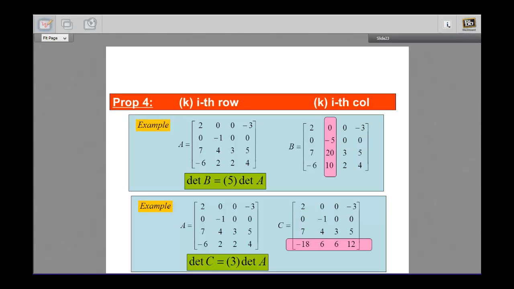Similarly, if I multiply a determinant by a constant, like here the second column is 0 and minus 1, if I multiply column 2 by 5, then 5 times 0 is 0, 5 multiplied by minus 1 is minus 5, 5 multiplied by 4 is 20, and 5 multiplied by 2 is 10. So when I multiply by 5, I can write that the determinant of B will be equal to 5 times the determinant of A.